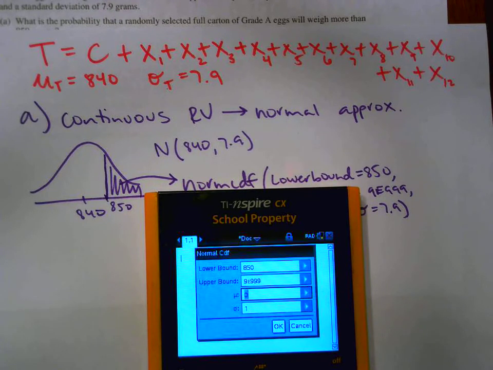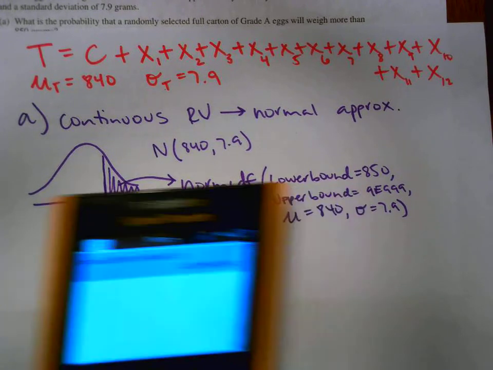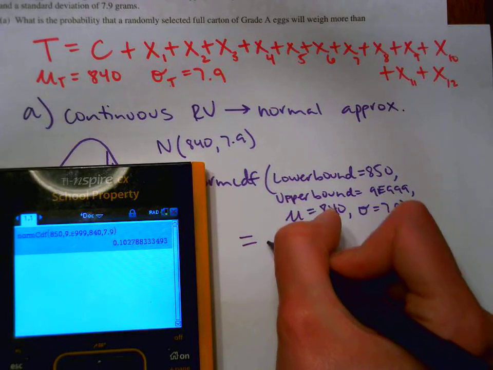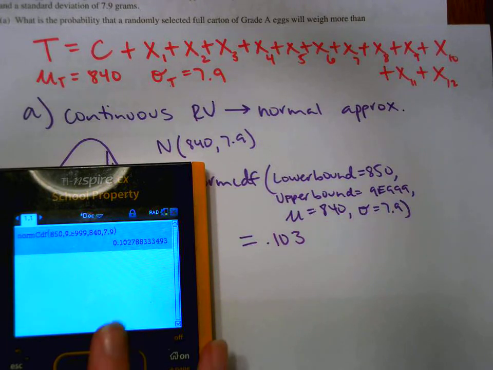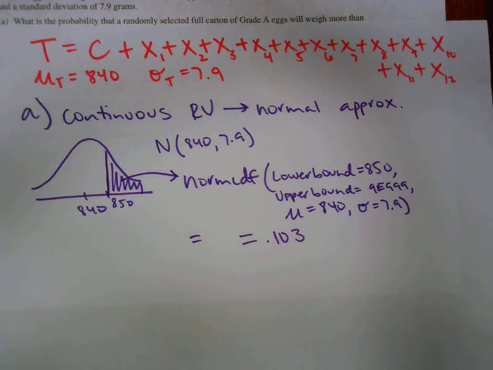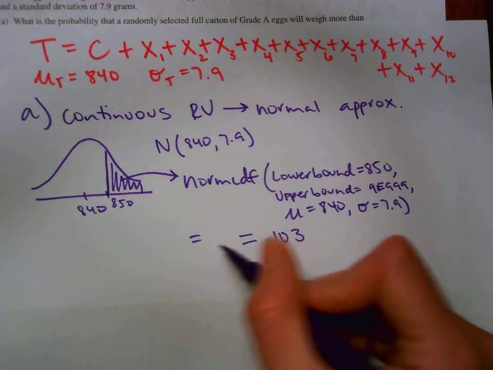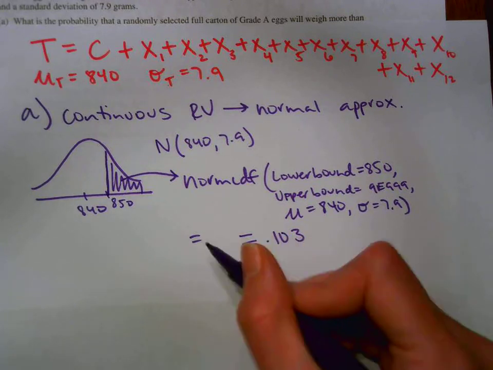Mean is 840, and its probability is 0.10. You can keep that 2 or round it up to 3 because of the 7. And that answers that question. I don't know why I put 2 equal signs. I guess I forgot I already put one.